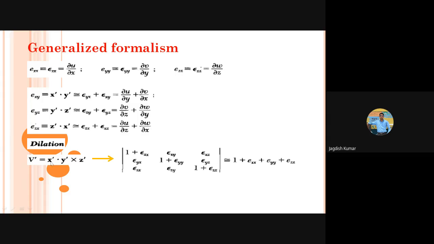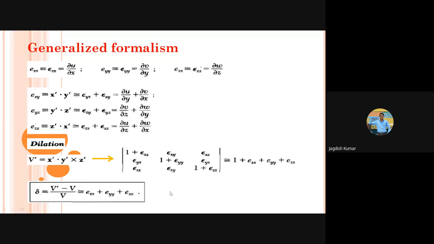So what will be the new volume when we apply strain on that body or on those reference axes? So this is the new volume. And if we solve this, we will find out this plus some higher order terms, but we have approximated them. We have neglected all terms which are containing higher order products of strain with itself.